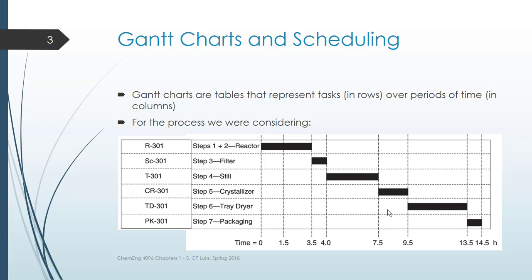The process that we're looking at is the example from the previous video. So steps 1 and 2 take place in the reactor. I really need to just consider both of those at the same time because they're using the same piece of equipment. This is going to be really more about whether or not the equipment is occupied rather than whether the chemicals are occupied, although both matter, but this is about the equipment. And then we're going to send it to a filter, then our still, our crystallizer, our dryer, and our packaging plant.